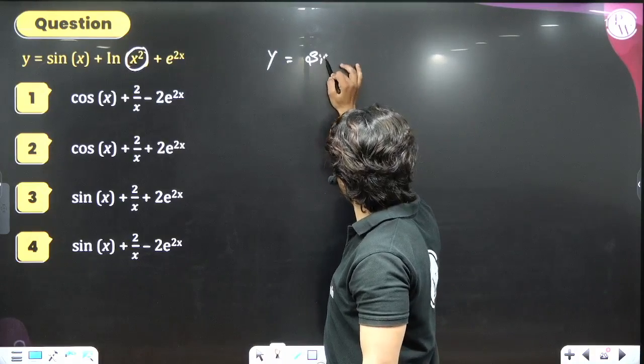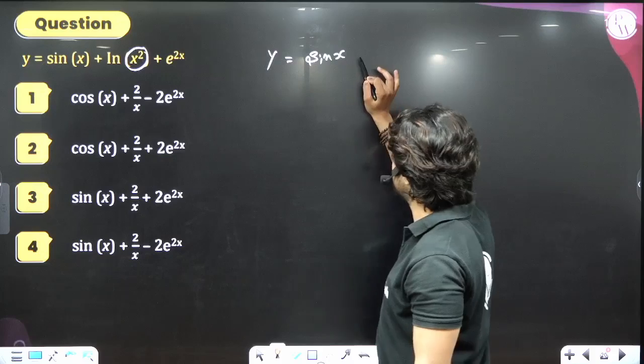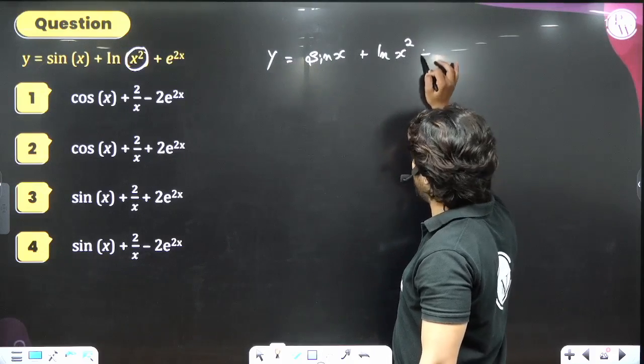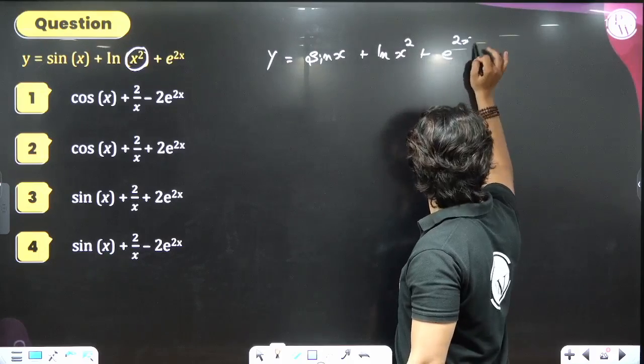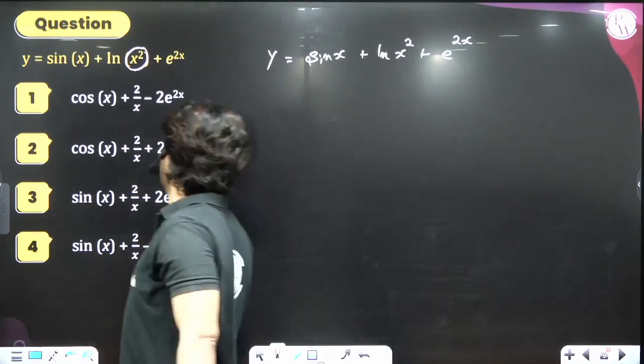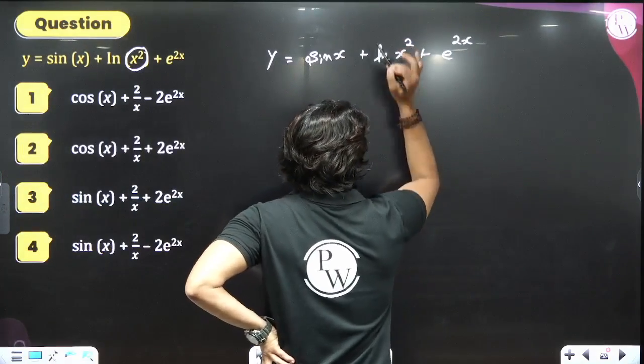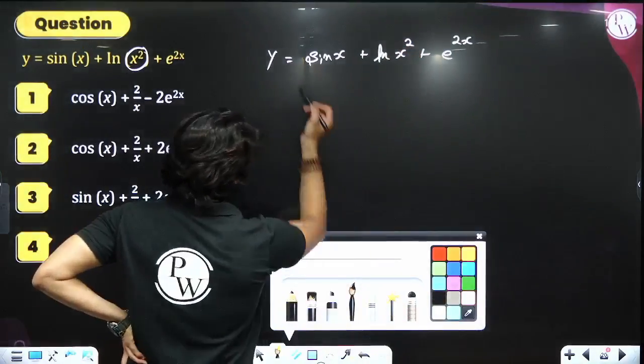The equation being given to you is this. y equals sin x plus ln of x square plus e to the power 2x. Is it? Definitely yes. This has been given to you. Now what? Differentiate it.